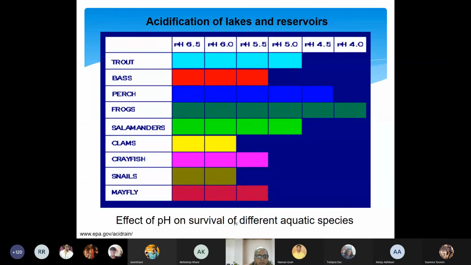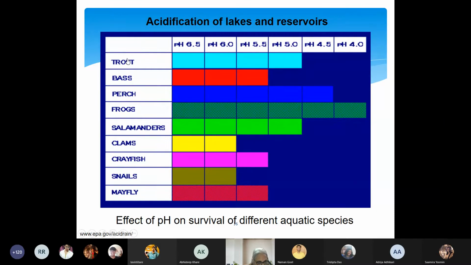So here is the consequence of decreasing pH. Some of the aquatic species will survive. So something like frogs, they are considered resistant species. So even if the pH goes down to 4, no problem, they'll continue to survive. But what are the other species going to do? Many of the other species will not be able to survive under acidic conditions. So you have the more sensitive.